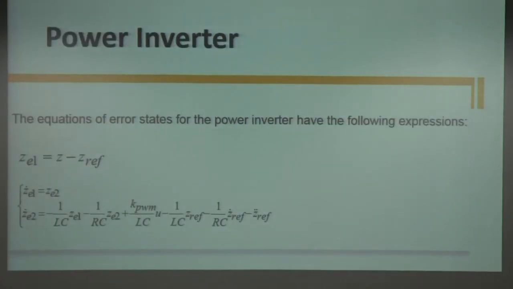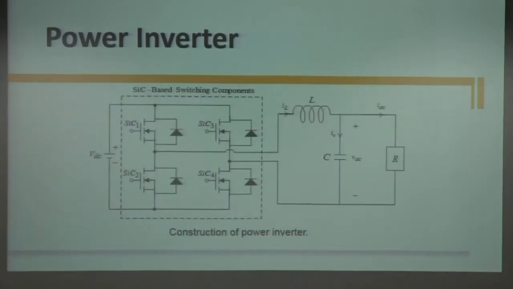The equations of error state for the power inverter have the following expressions like this. This is our power inverter. It can turn DC to AC and use a controller to control the voltage.